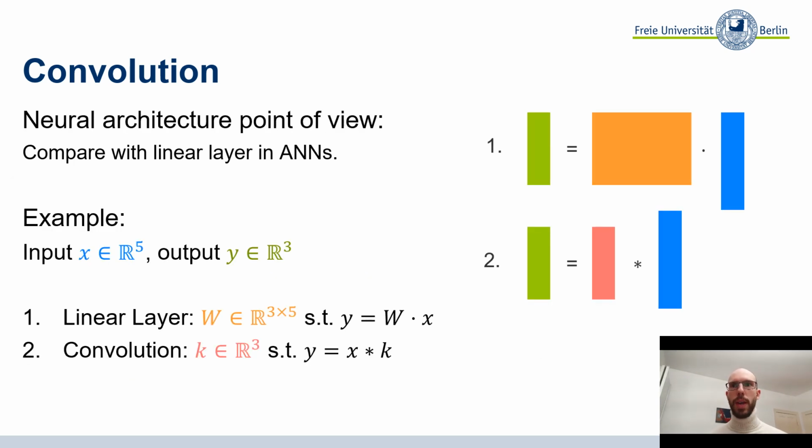And okay, since we are comparing this with matrix multiplications that we are using in linear layers anyway, let's continue this line of thought and put this in a more neuronal way of thinking, so to speak. So let's keep our example with x coming from R5 and with the output coming from R3. When we have a linear layer, in order to get this output, we need a weight matrix that is from R3 times 5. So it would look like this. And for the convolution, we need a kernel from R3, so we get a three-dimensional output, and we just saw in the previous slide that this works.